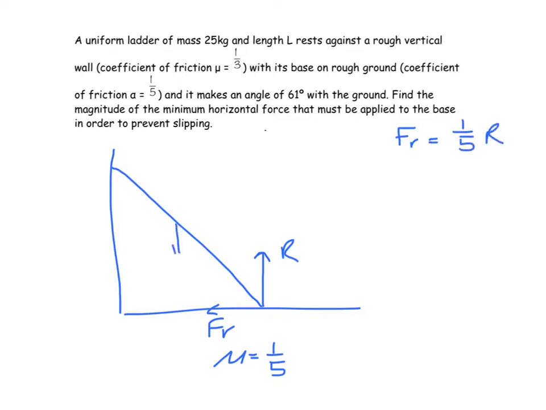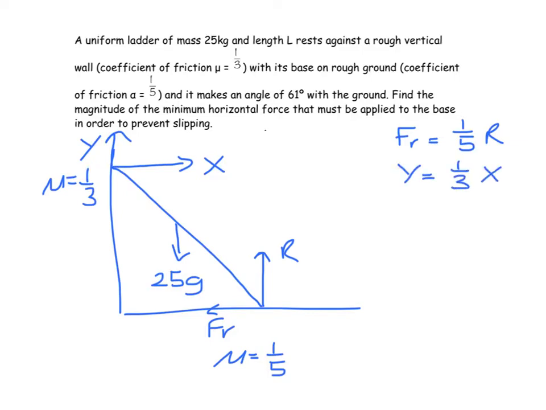It's a uniform ladder, so we're going to have weight 25g acting down. At the point where it touches the wall, we're going to have a reaction. I'm going to use X, and it's a rough wall, so we're going to have a frictional force, which I'm going to call Y. And here mu equals 1/3. Friction equals mu R, in this case will be Y equals 1/3 X.